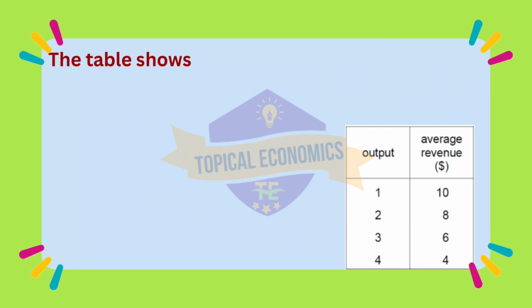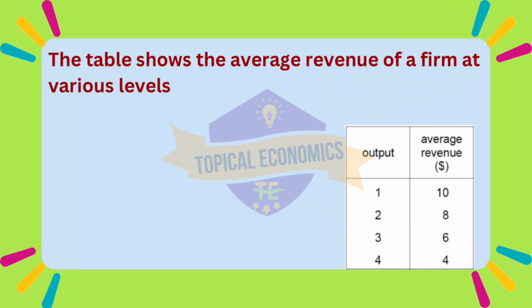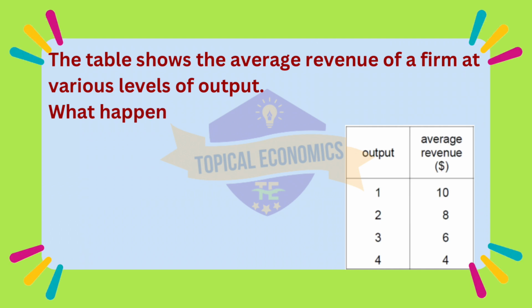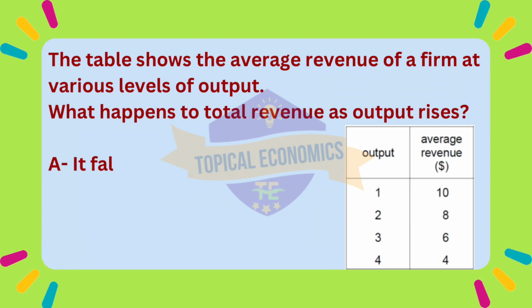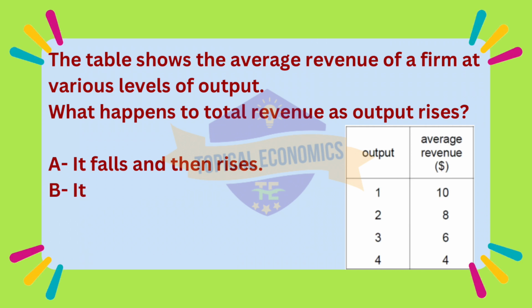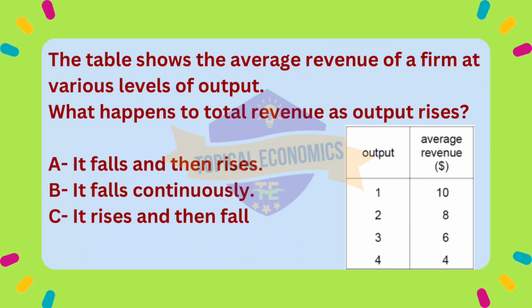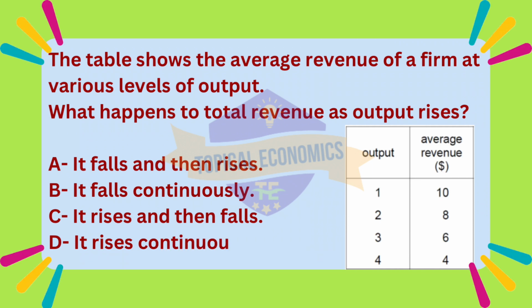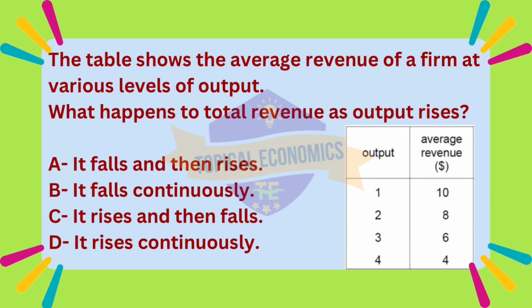Moving to question 10. The table shows the average revenue of a firm at various levels of output. What happens to total revenue as output rises? A. It falls and then rises. B. It falls continuously. C. It rises and then falls. D. It rises continuously. Reference, 2021 October-November, version 1.